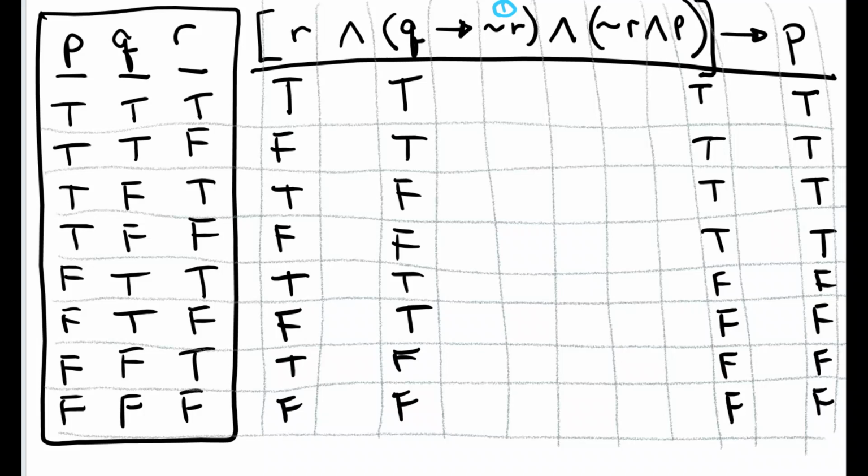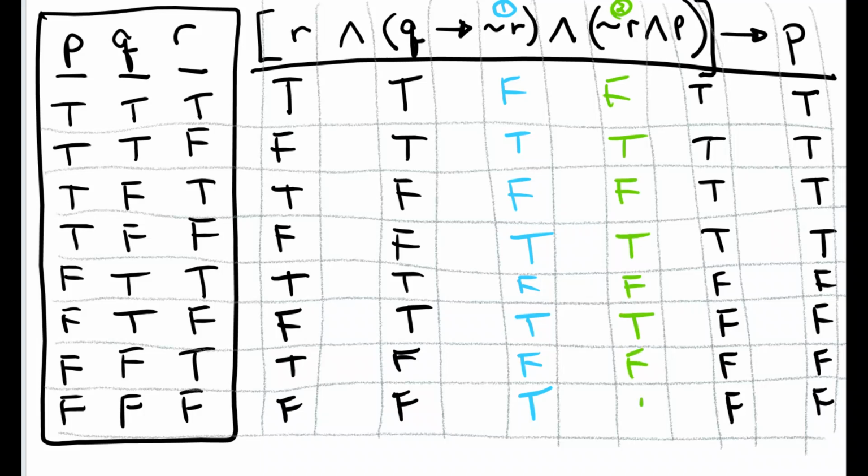Okay, so since R is T, F, T, F, T, F, T, F, the negation would be F, T, F, T, F, T, F, T, and I'm going to do a different color. And then to finish the set of parentheses, I would have to do this next.